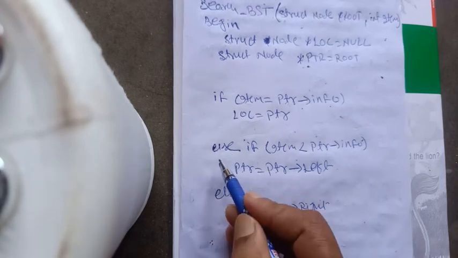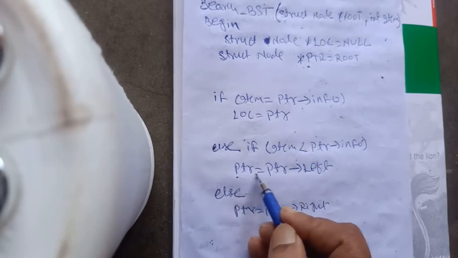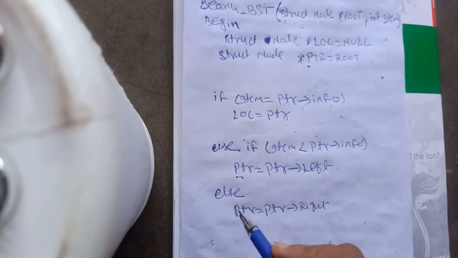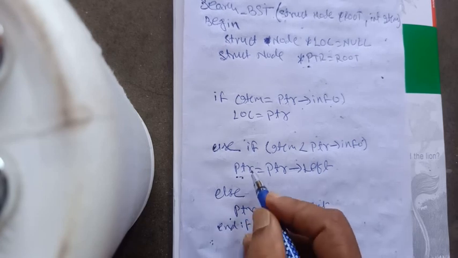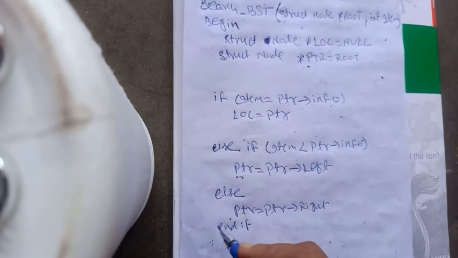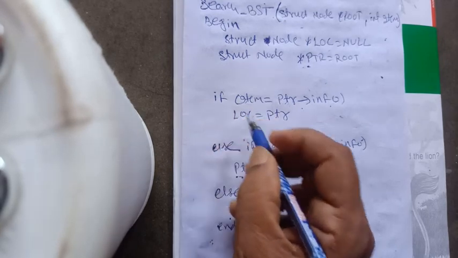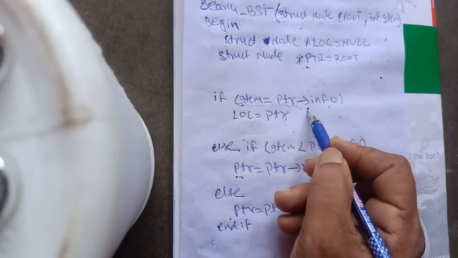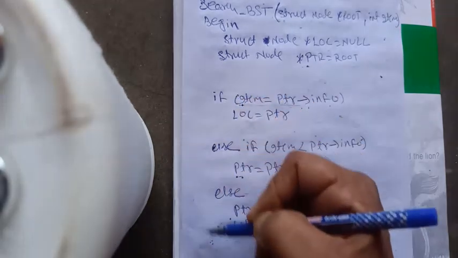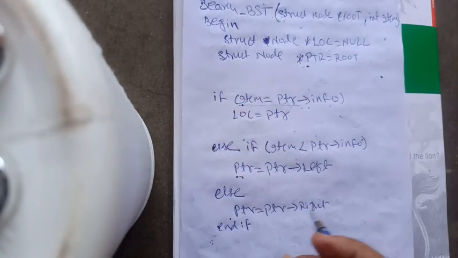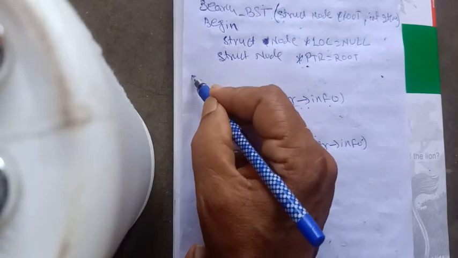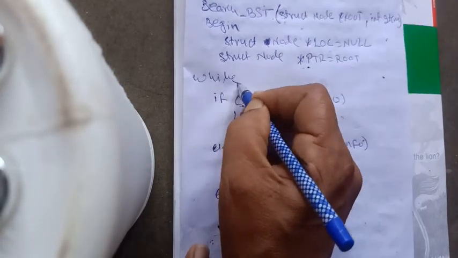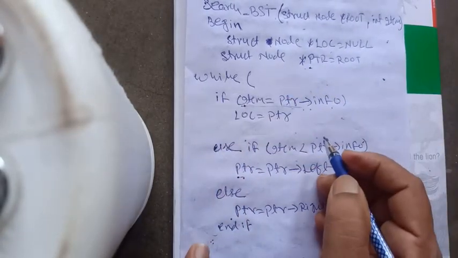Now, whenever I change the value of ptr, either from here or from here, in any case after updating the value of ptr, I should go back and compare again whether item is equal to ptr of info or not. This entire process must be repeated, continued within a loop. So here everything must be written within a loop. So how long shall that loop continue?